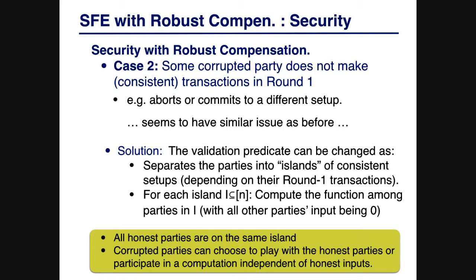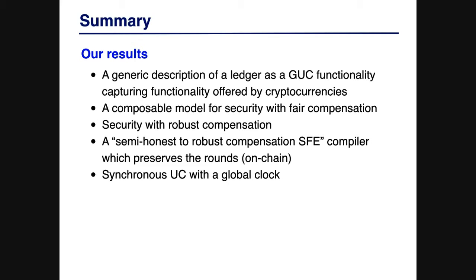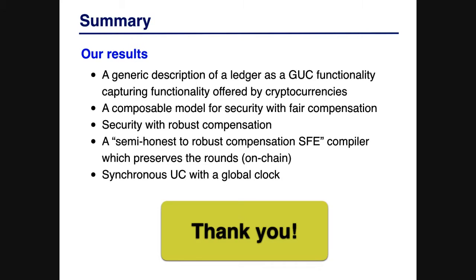So this is a very rough intuition of the protocol security, and I don't have too much time, so I will summarize. What we did here is we gave a generic description of a transaction ledger as a GUC functionality. Because it's a GUC functionality, we have the first composable model for security with fair and with robust compensation, a notion that we introduced. We describe a compiler that compiles any semi-honest protocol to a protocol which is secure with robust compensation and has the same number of rounds as the semi-honest protocol, but now on-chain, so the same number of hours as rounds in the semi-honest protocol. And of independent interest, we have a full-fledged synchronous model in the GUC setting with a global clock, which could be very useful for designing synchronous protocols that share the same clock. And with that, I'd like to thank you.